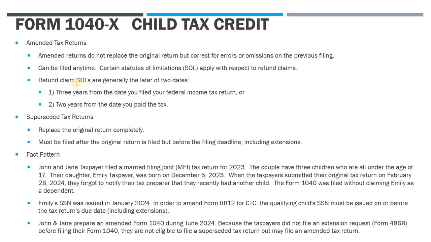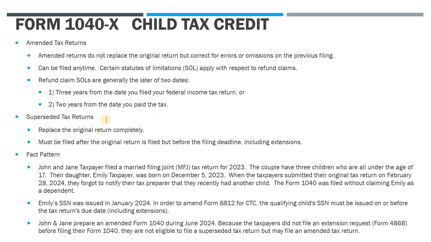Now, when you file an amended return, they can generally be filed any time, but there are certain statutes of limitations that apply. So if you're filing to get a refund, you generally have to file by the later of the 2 dates here. So 3 years from the date you filed your return, or 2 years from the date you paid the tax. If you're filing beyond that window and you're filing to claim a refund, the IRS might deny the claim and they'll just keep the money.